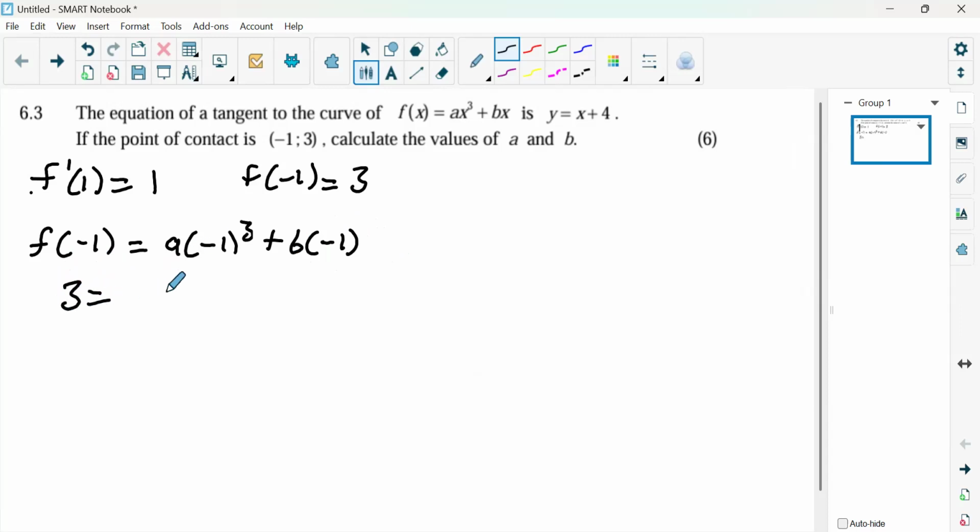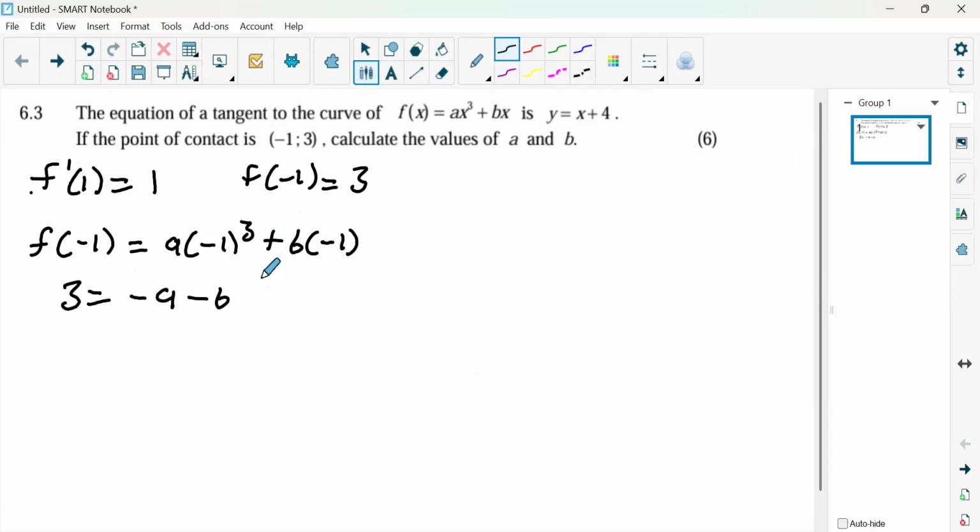Now anything that is cubed, if it's negative, it's still going to be negative. So you're going to get -a. And with this one, b multiplied by -1 is -b. It's not squared there, the x. No, it's not squared. So it's -b. So you have 3, which is equal to -a - b.